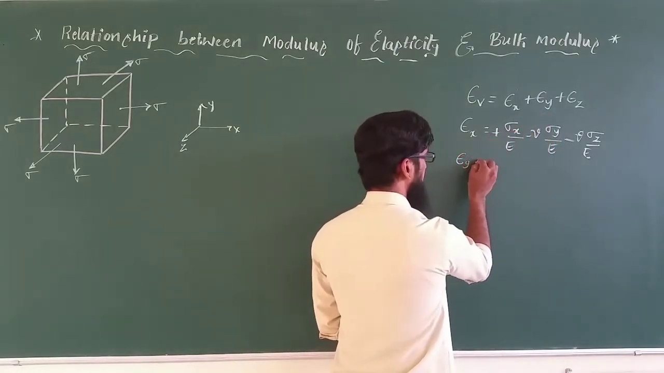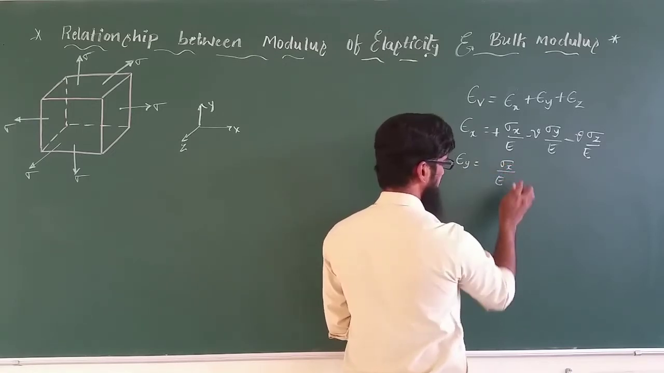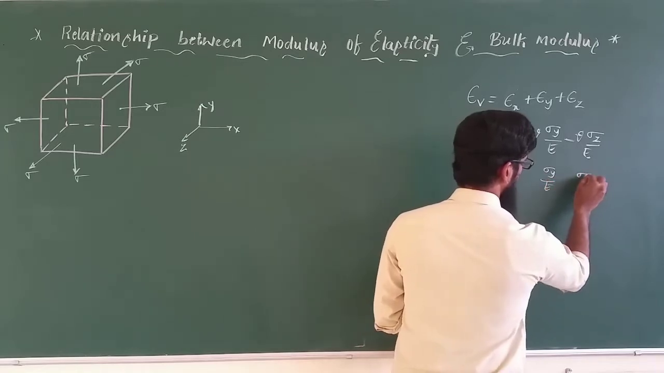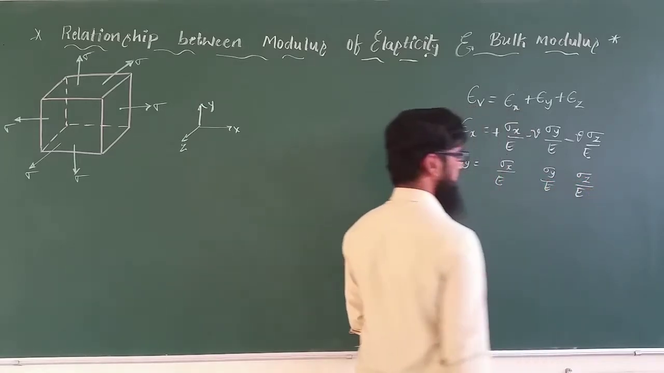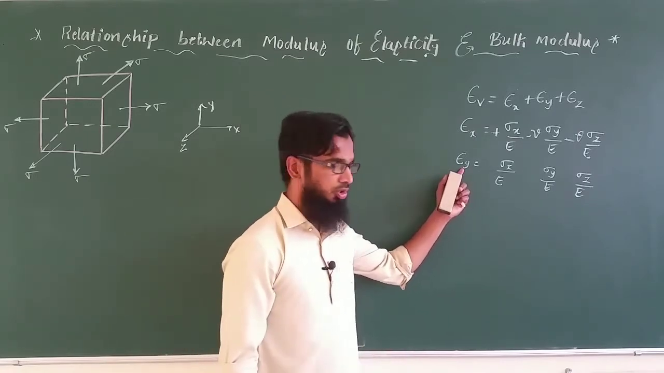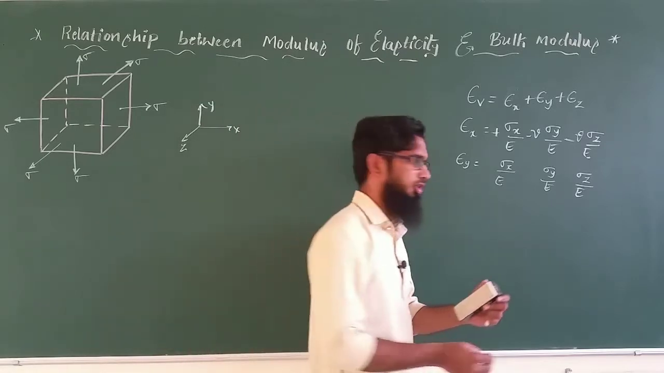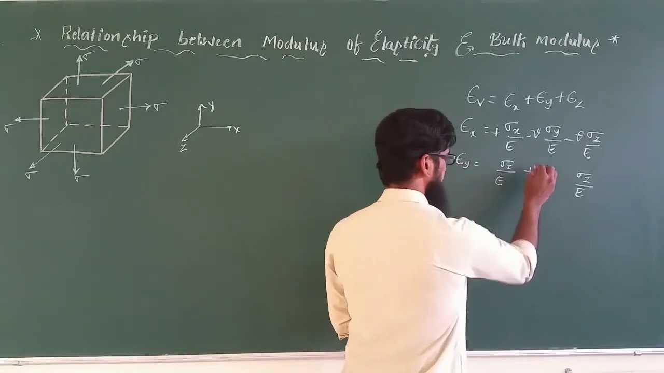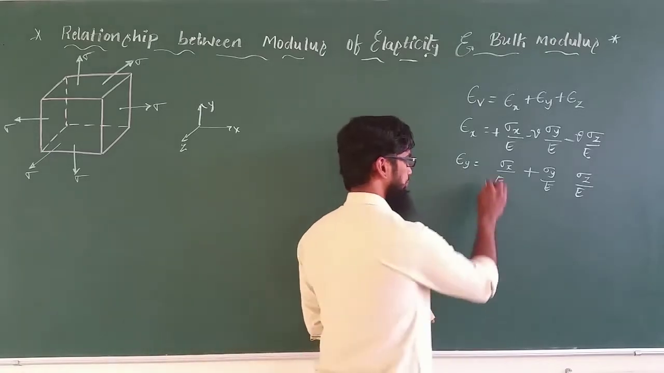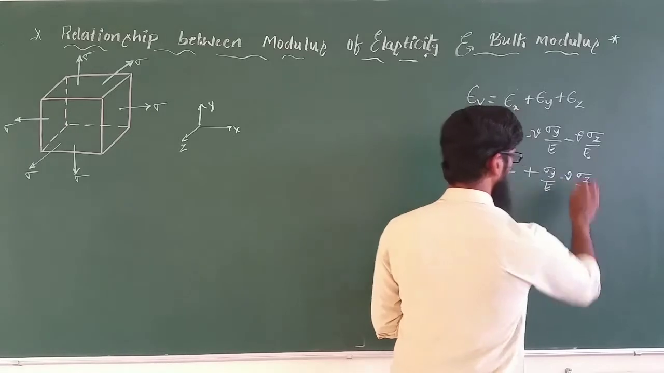So epsilon y: to remember it easily, write sigma x by E, sigma y by E, sigma z by E. Now we are finding the strain in the y direction, so in that particular direction we take the positive, but in the other two terms we take the negative with nu, that is minus nu, the Poisson's ratio.